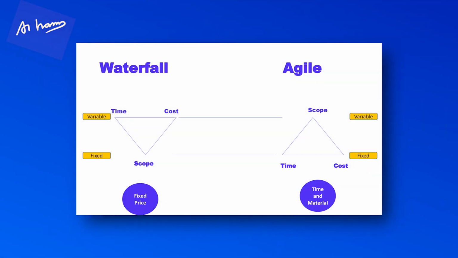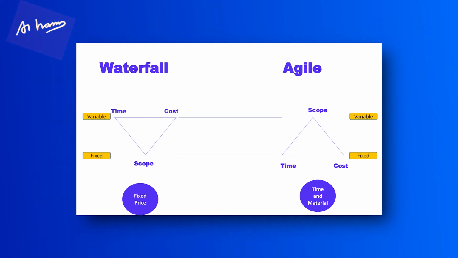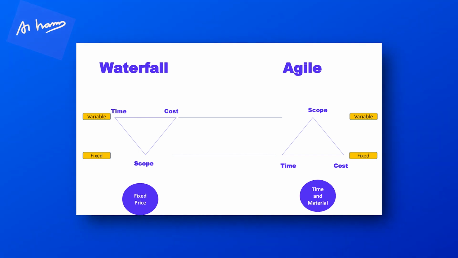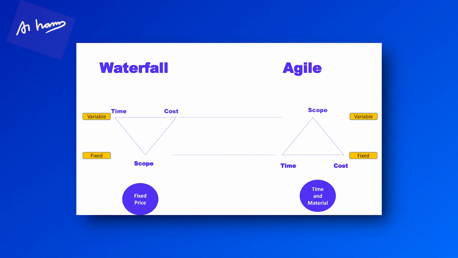Okay, now we want you to understand the triangle, the triple constraint triangle, time, cost, and scope for Waterfall and Agile. How is it different for both of these? Let's try to understand that. A few of the constraints are fixed, a few of the constraints are variable. In a waterfall model for a fixed price project, when the scope is fixed, then you use the waterfall model, the traditional way of working, because the requirements are clear. You know what needs to be built.